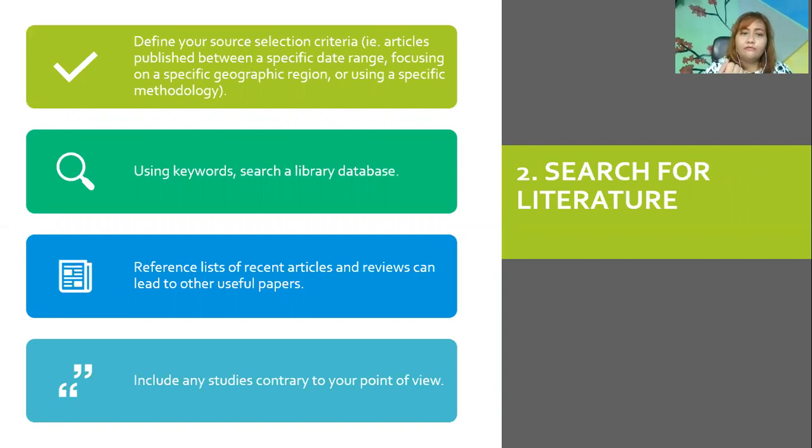Number two is search for the literature. So if you're searching, you have to define your source selection. So what are the source selection? Like I told you, there are lots. For example, articles, published research papers from before, and then you must know if you want to focus on a specific geographic region. If you're searching, better to know how to use good keywords, may it be using Google search, or may it be when we're using library database. And then any topic that you have, you must know also a contrary point of view of your topic so that it will help you to define what your topic really is.